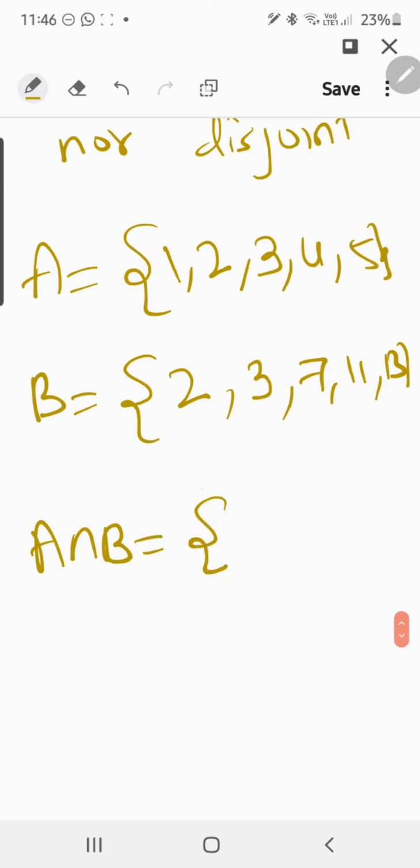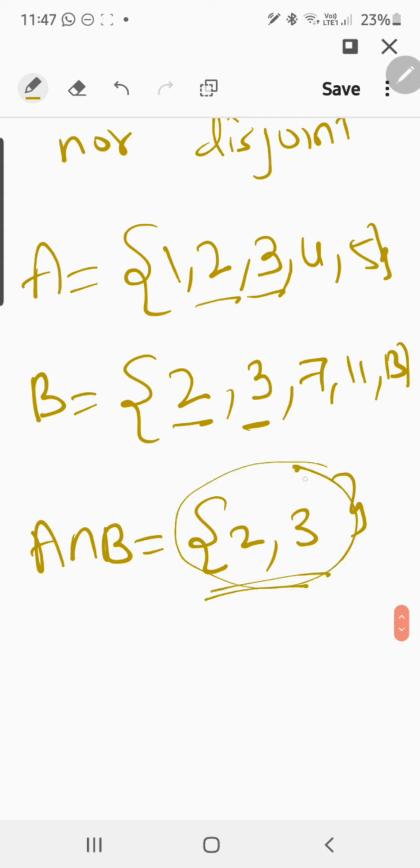What is the common element between these two? 2 is the common element and 3 is the common element. So 2, 3 is common between these two. Now you can clearly see that it is not a subset and not a disjoint set. Disjoint set means there is no common element between the two sets.